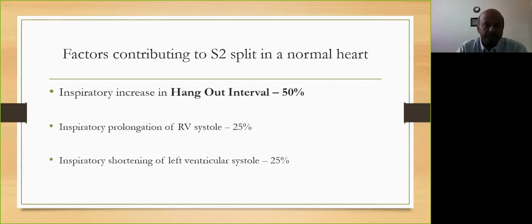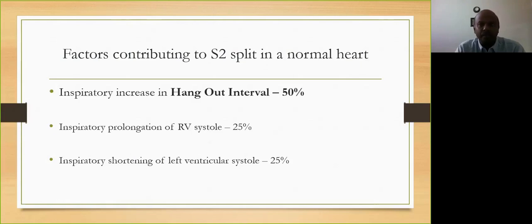It's the time lag between the closure of the semilunar valves and the pressure drop in the ventricle and the outflow tracts. So compared to the left side, the hangout interval on the right, at the pulmonary valve, is much longer, about 60 milliseconds, than the aortic hangout interval, which is about 10 milliseconds.